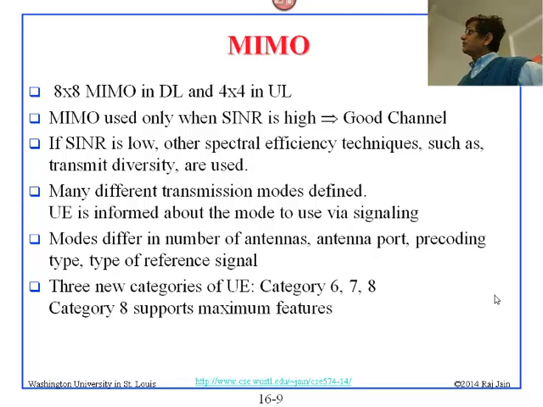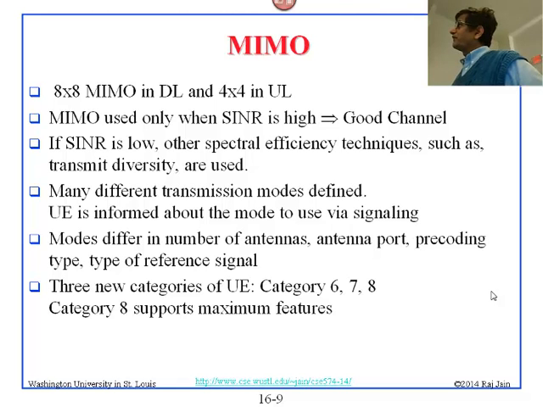Many different transmission modes have been defined, and the UE is informed about the mode to use by signaling. So basically, there are many transmission modes that say, okay, please use 2x2 MIMO with this kind of coding, this and that. So there is a number for each of those, and UE is the user equipment. So the user is told about that.